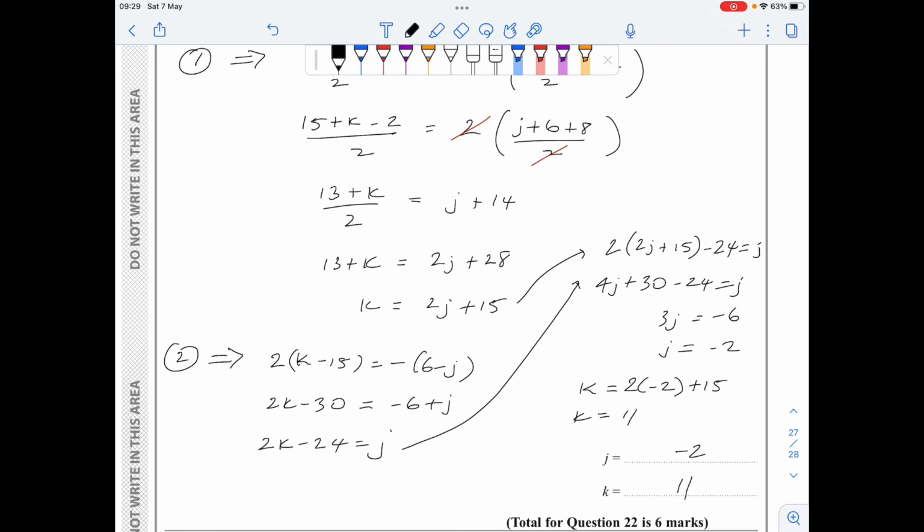Note that if you use equation 3, you will have a quadratic equation, so you will get 2 values for j and 2 values for k, and you will have to choose the negative j because it says so in the instruction.